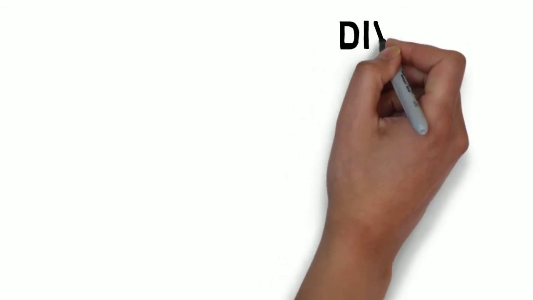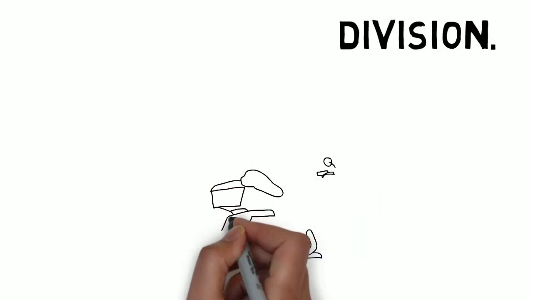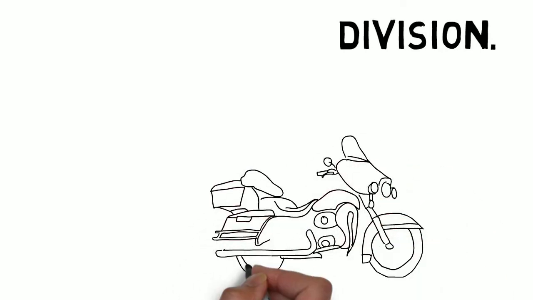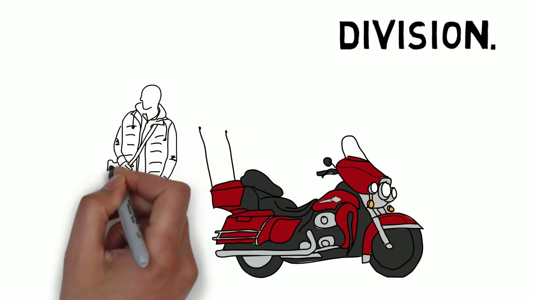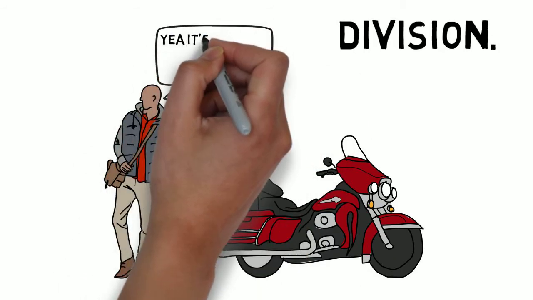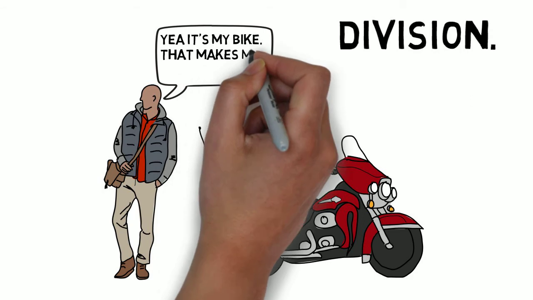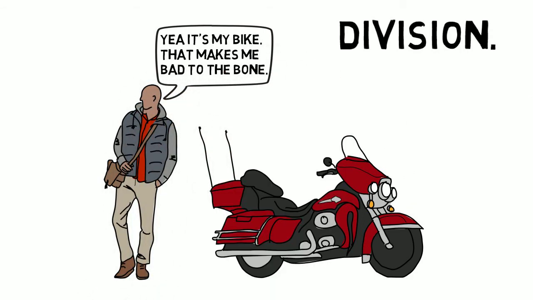Also look out for division. This is the opposite of composition. It's arguing that aspects of the whole automatically apply to a part. For example, the defendant belongs to the Hells Angels. The Hells Angels are a violent gang. Therefore, the defendant is violent.